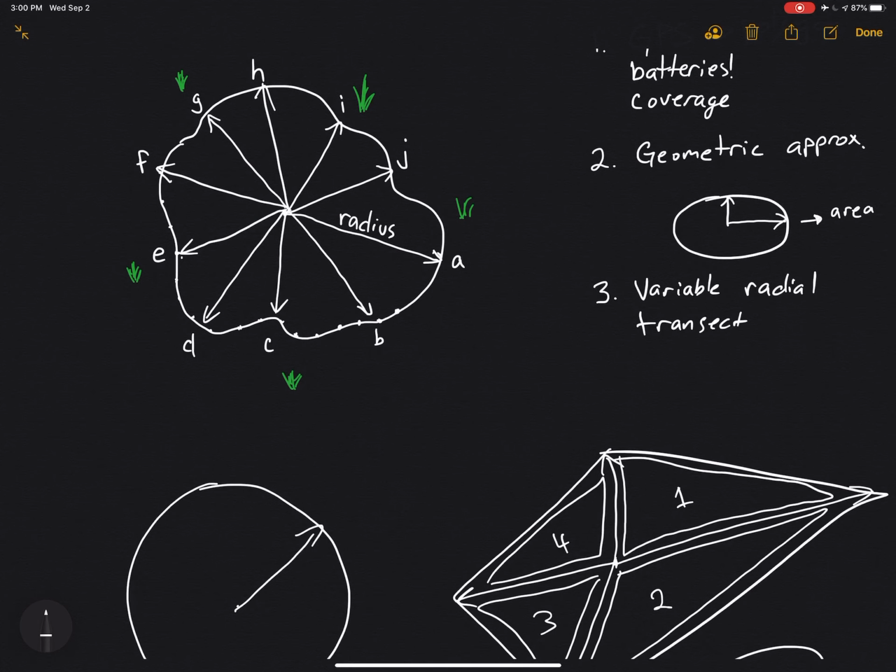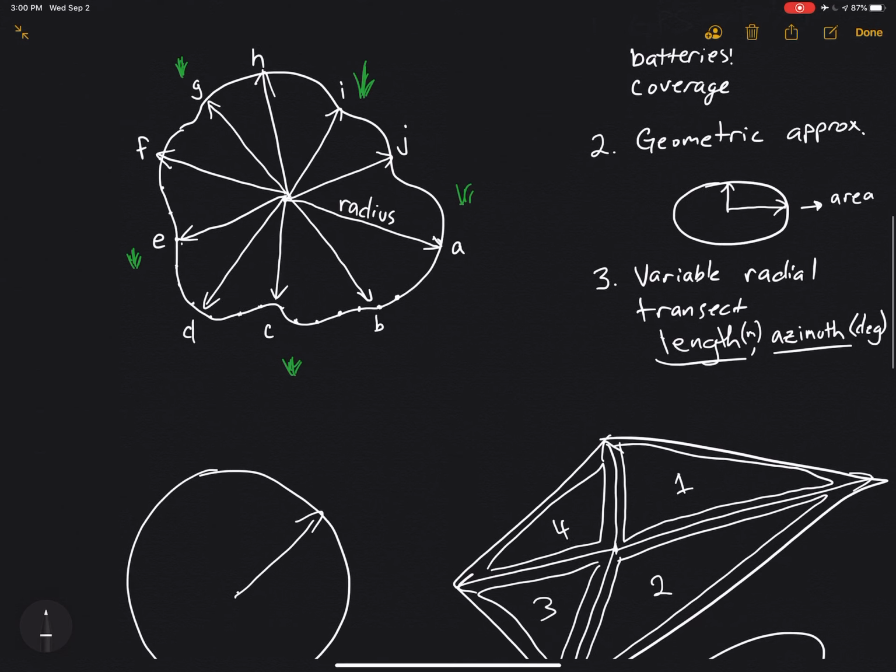The way that we proceed from here is for each radius, we record the length and the direction, which of course in forestry we call the azimuth or the compass reading. And so we would always be consistent with our units. Azimuth is always going to be in degrees, and our length is always going to be in, let's say, meters. We're not going to use the imperial system because we're not animals.